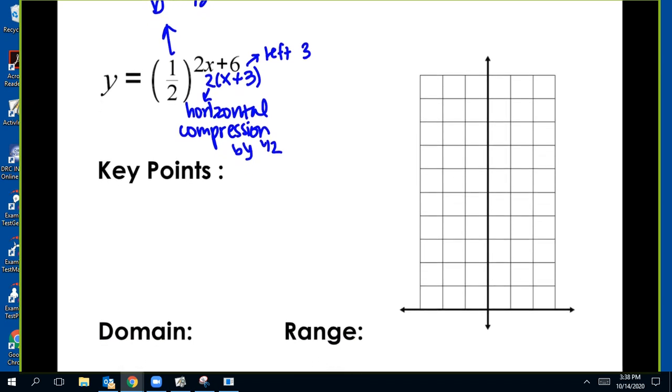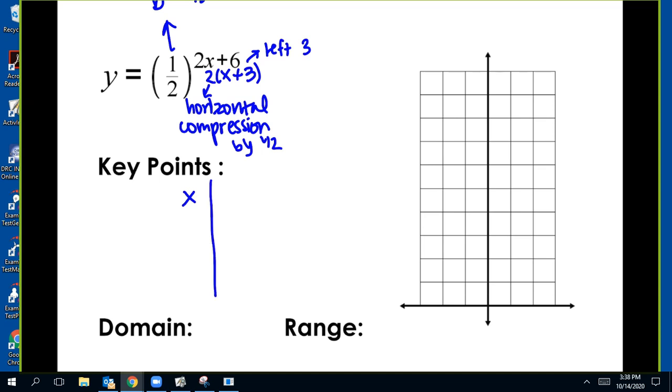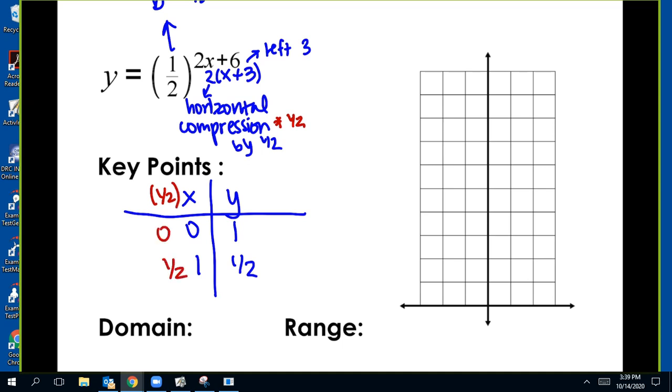And so we will make our table. 0, 1, 1, B. But this time, everything happens to the x values because they're all horizontal stuff. So the first thing means I'm going to multiply by 1/2, but all of the x values get multiplied by 1/2. So that's 0 and 1/2. And then left 3 means all the x values move left 3. And so I'm going to move them to the left 3. That'll be -3 and -2.5.